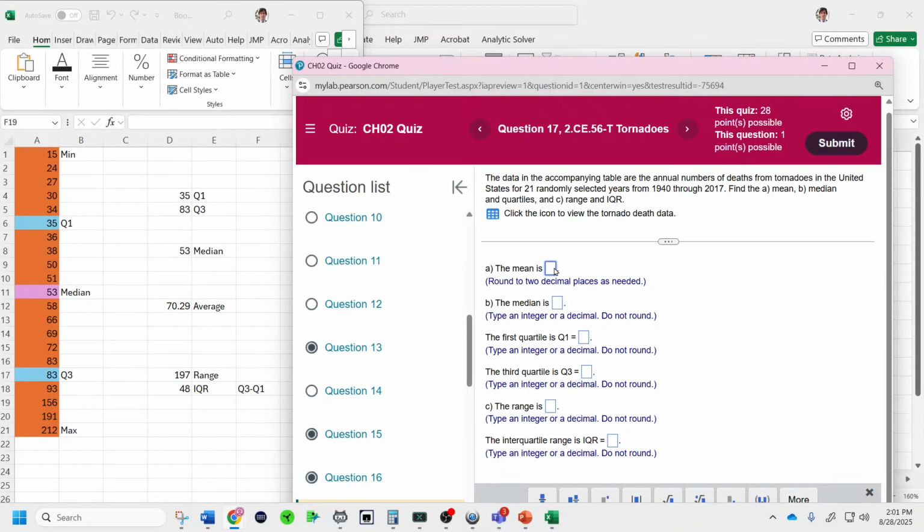The mean, which is the average, is 70.29. The median is going to be 53. The Q1 is 35. The Q3 is 83. The range is going to be 197.